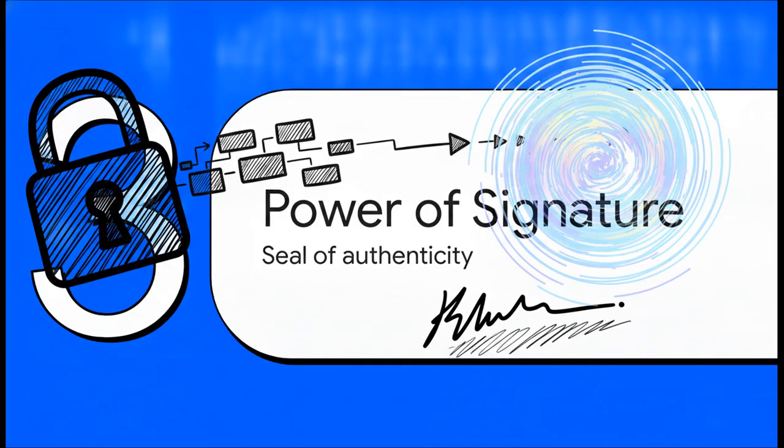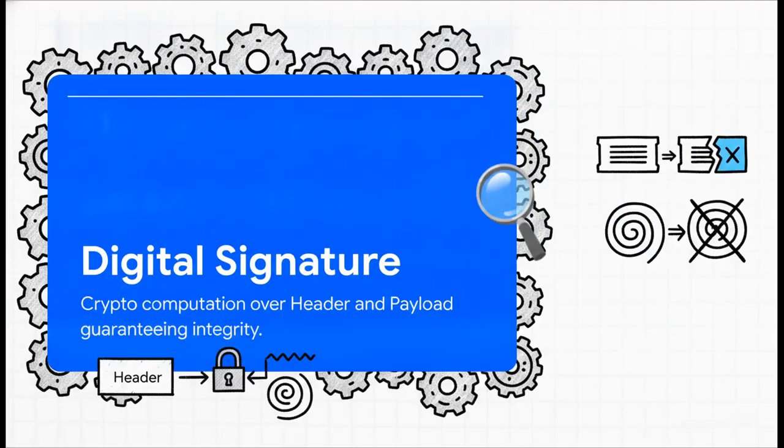Okay, Section 3. The power of the signature, the holographic seal of authenticity. So if anyone can read the payload, how is it secure? Well, the secret sauce of the JWT is the digital signature. The server takes the header, takes the payload, and runs a really complex cryptographic computation over both of them. This creates a unique signature. And here is why this is pure genius.